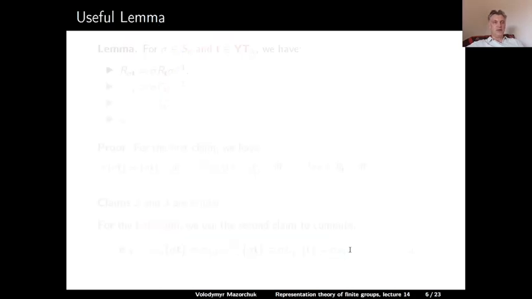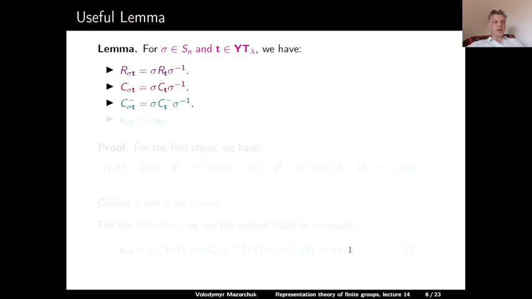So before we proceed, we need the following useful lemma. For any element sigma in Sn, and for any Young tableau T of shape lambda, we have the following. First of all, the row stabilizer of sigma T is obtained from the row stabilizer of T by conjugation with sigma. Similarly, the column stabilizer of sigma T is obtained from the column stabilizer of T by conjugation with sigma. Next, the antisymmetrizer for the column stabilizer of sigma T is equal to the antisymmetrizer for the column stabilizer of T conjugated by sigma. And finally, the polytabloid for sigma T is equal to sigma applied to the polytabloid of T.